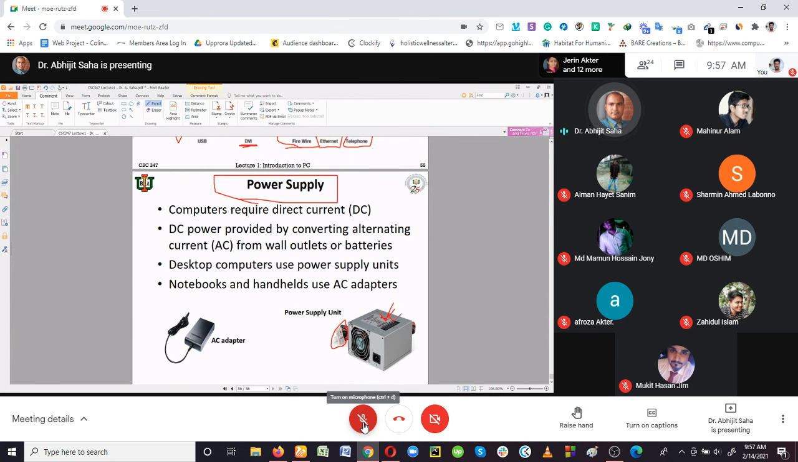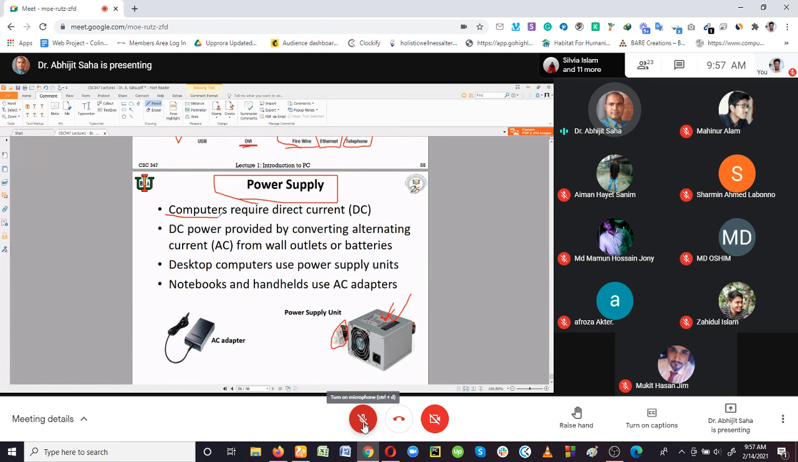Why do we need the power supply? Because our computer system basically uses DC current. A digital computer is a digital system, and a digital system needs DC current. But the current we use at our home is alternating current, so the alternating current needs to be converted to DC current. The power supply is the middleman that converts the current from AC to DC.